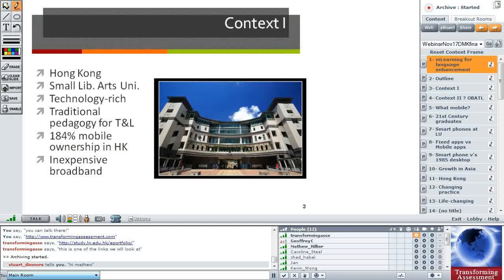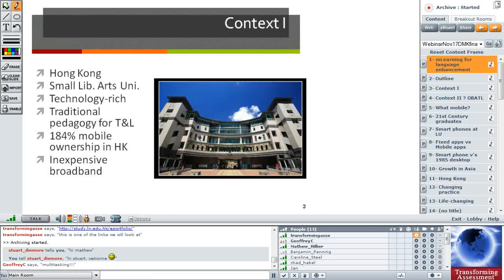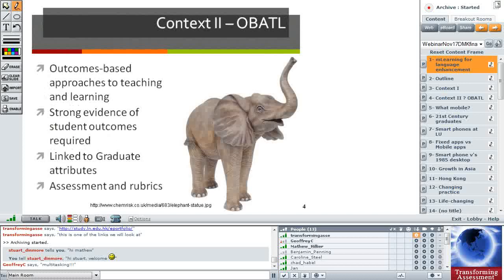The thing I want to draw your attention to on this context slide is we have something like 184 mobile phone ownership in Hong Kong, 84%, which is an astonishing figure. I have actually seen somebody on the train here in Hong Kong with 4 mobile phones, working their way from one phone to the next in making phone calls. We also have very inexpensive broadband, and I want people to keep this in mind, because you would think, given this situation, that would make employing mobile devices in teaching and learning incredibly easy to do. However, there are some sticking points.